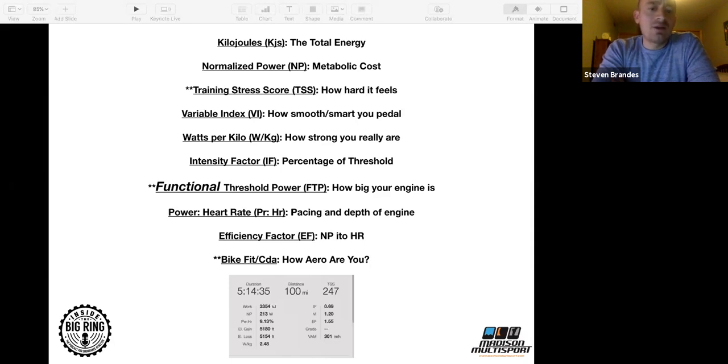Normalized power, your NP. Now, there's a difference between normalized power and average power. Normalized power, most of the time, is going to be the power number that you want to look at. That is the actual metabolic cost, the physiological cost of the workout.